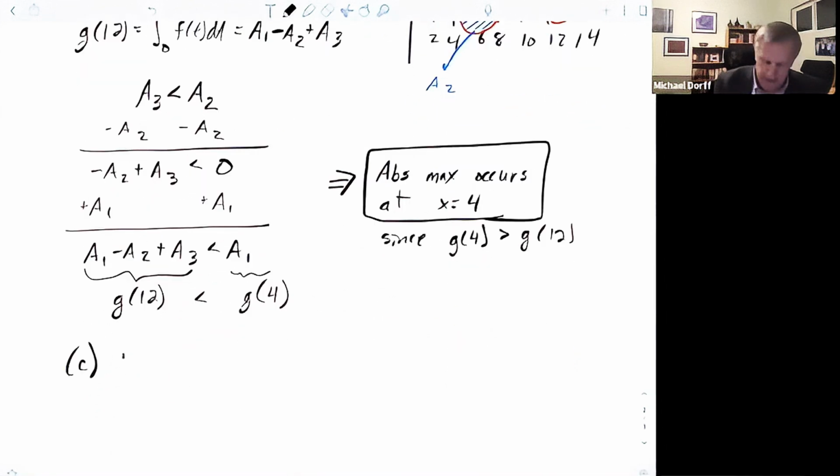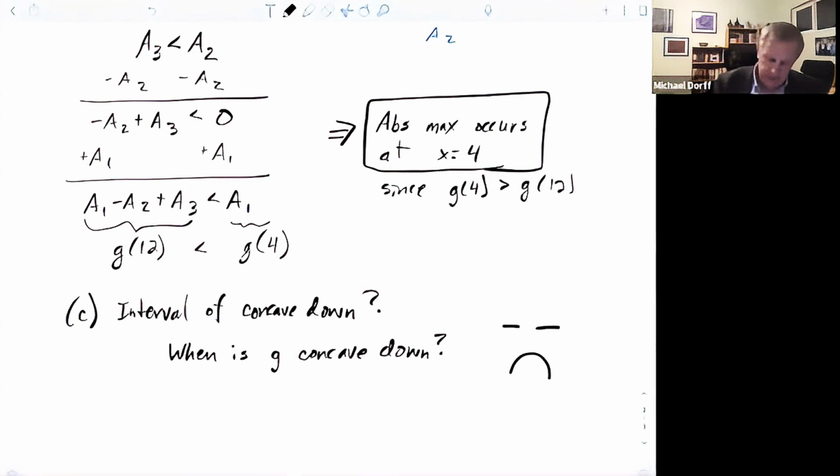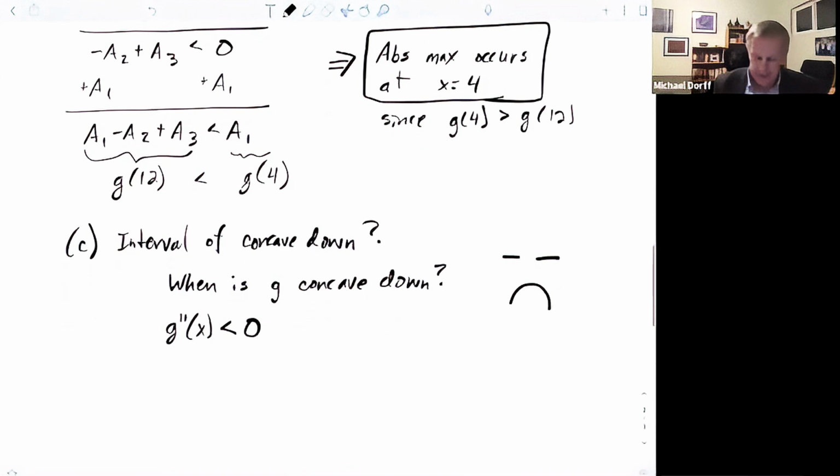Part C, interval concave down. So we have to think about this for a second. I want to find the intervals for which the function g is concave down. So when is g concave down, or any function concave down? Well, we go back to the second derivative test. Concave down is the frowny face, so I have negative. That means the second derivative of g is less than 0. That's when g is concave down.